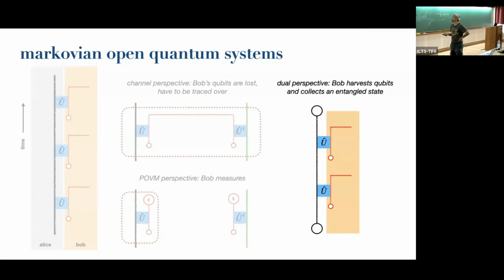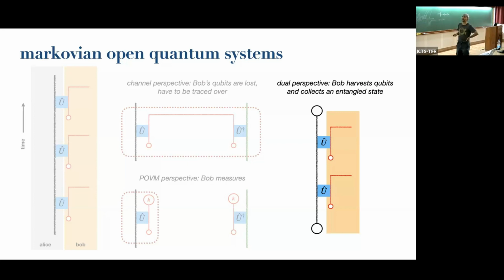It's that Alice starts out in a reference state, and then Bob keeps coming in at each time step with reference state qubits, and they wander off, but they don't wander off and disappear. Bob collects them and keeps them in a safe. And at the end of the process, Bob has collected a bunch of qubits. And then when this has gone on long enough, we're all bored.